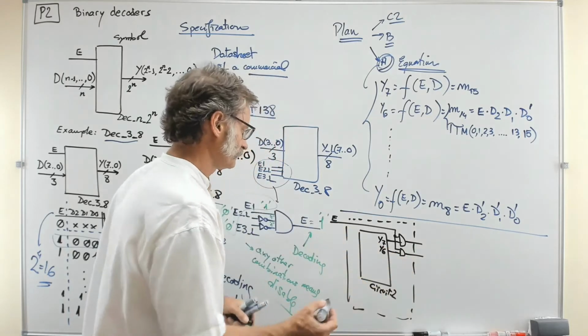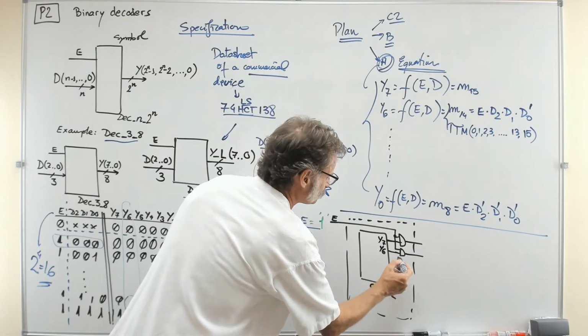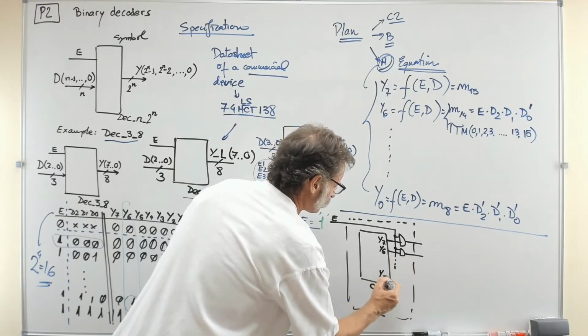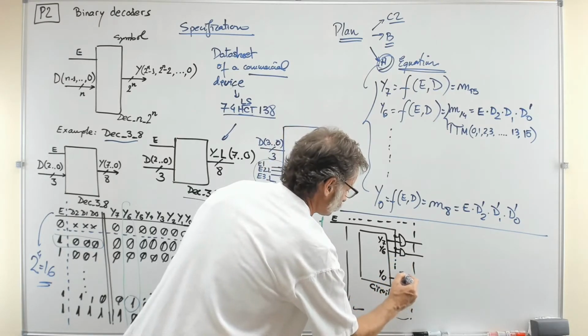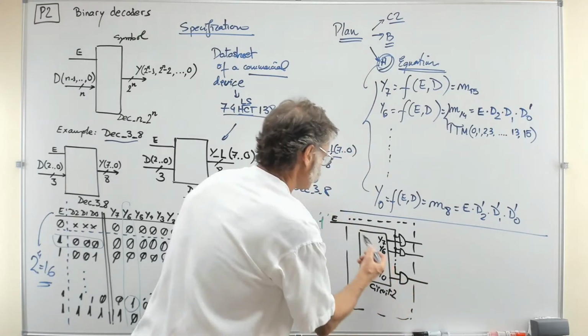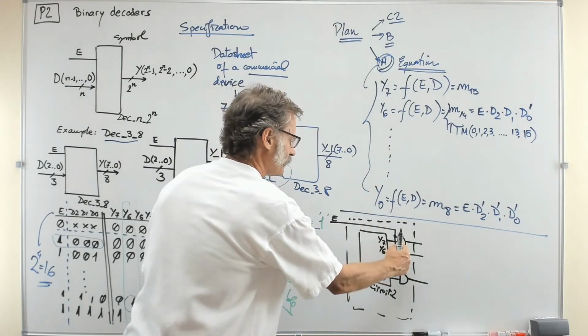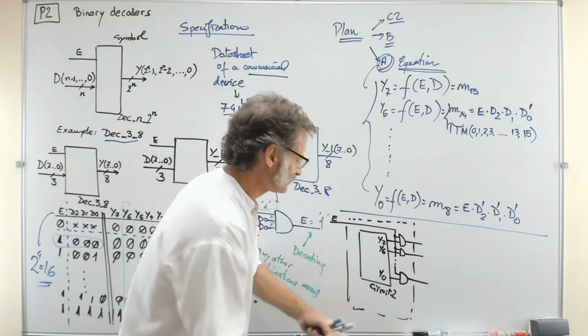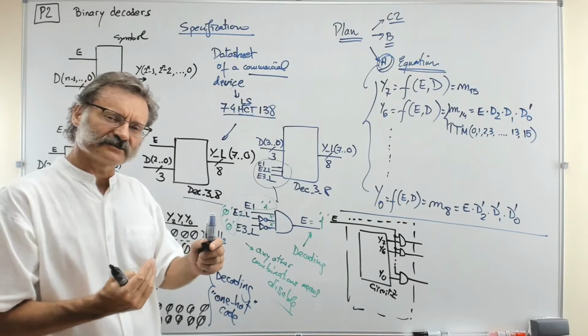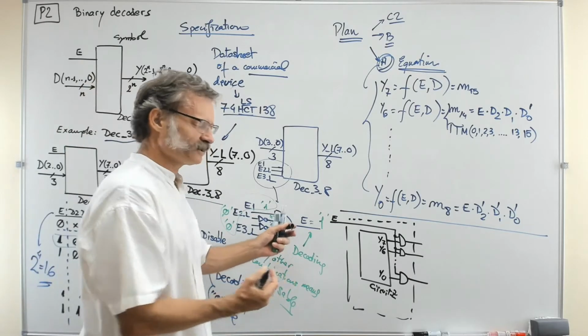Okay? So you can do that for all the outputs. And then Y0, so you have a sub-circuit very much like this. So the E is blocking the outputs of this sub-circuit Z. I like to do that thing of giving the sub-circuits different names because they are not exactly the same.